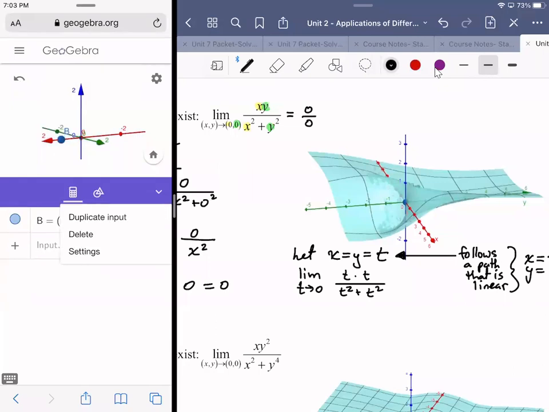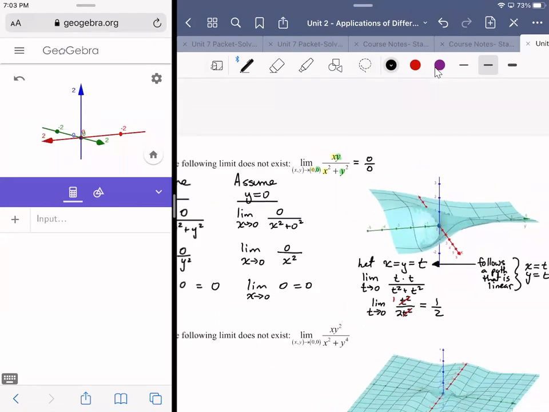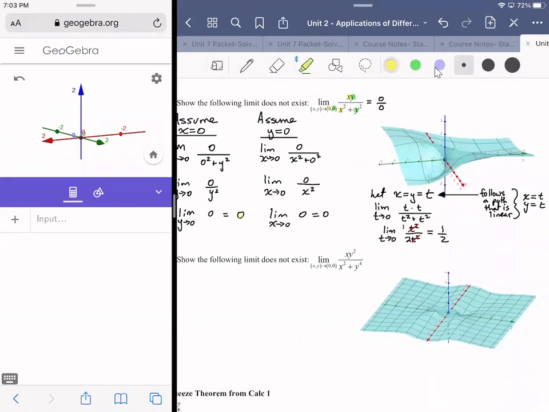It's like, oh yeah, just let them be equal to each other. Why not? So you get t squared over 2t squared, the t squareds would cancel to a 1. The limit as t approaches 0 of the constant 1/2 would be equal to 1/2. So that's not equal to these two numbers, right? So not all pathways are bringing you to the same value. So therefore, the limit does not exist.